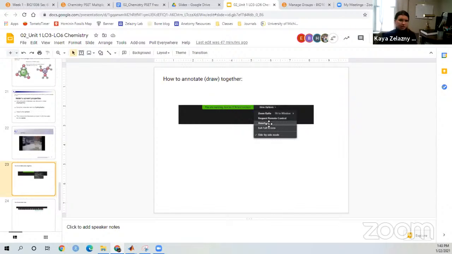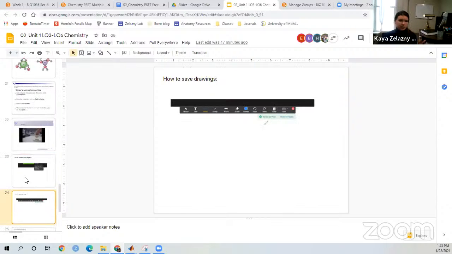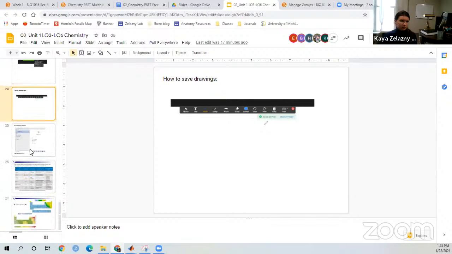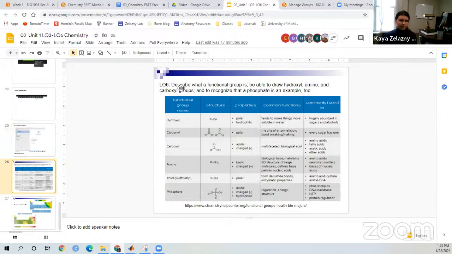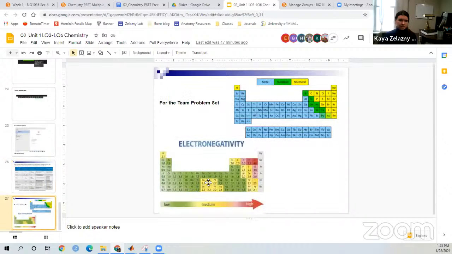Okay, so here you can find how you can annotate. It'll allow your group members and you to draw on the screen. I also have instructions on how you can save drawings. You can either do that from within Zoom, or I use this probably every 20 minutes in my own life. On a PC, there's a snipping tool. It just lets you select parts of your window and then it's immediately in your clipboard and you can paste it into any document. And I hear there's a similar tool on a Mac if you press Command-Shift-4. Okay, and here are some more tables at the bottom. Functional groups, electronegativity table, table telling you what is a metal and what isn't.